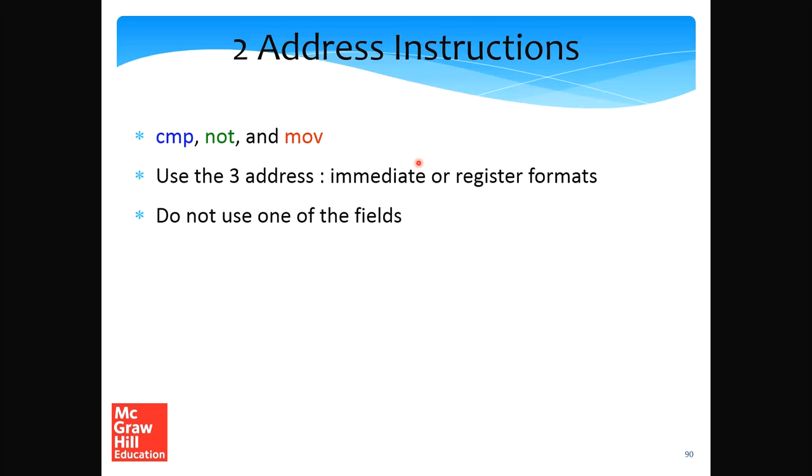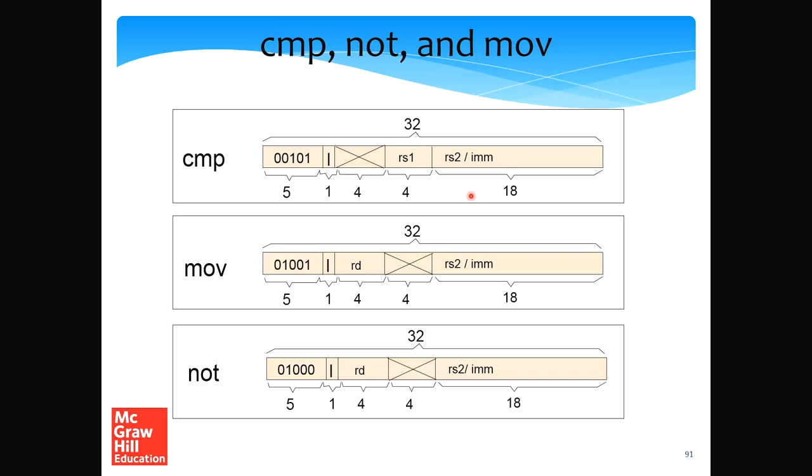Now let's take a look at two address format instructions like compare, not, and move. So we'll use a simple solution which is used in many other areas of computer architecture as well. We'll use the 3 address format. We can use either the immediate or register formats, but we'll not use every single field. So we'll keep some fields unoccupied. For example, the compare instruction does not have a destination. So we'll do nothing with the destination field, but we can keep the first source register, and the second operand, which can either be a register or an immediate.